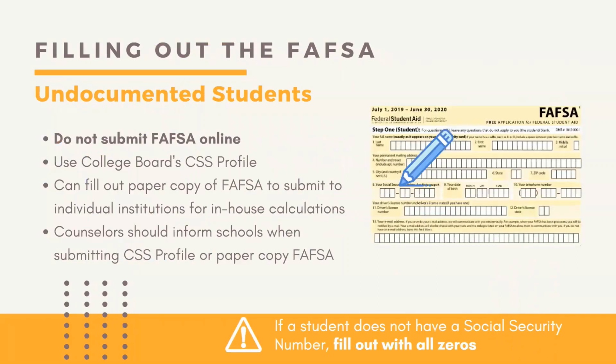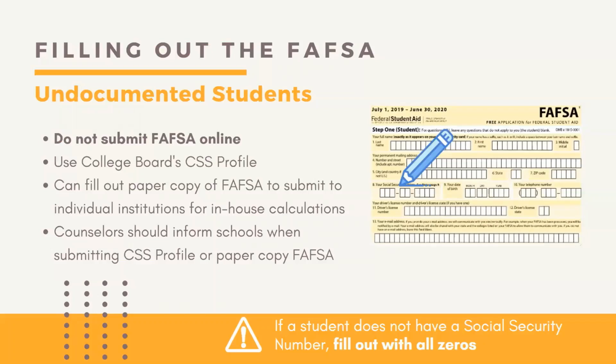For FAFSA and undocumented students, you should not submit a FAFSA online. You should use College Board's CSS Profile, which can be used to do in-house calculations for individual scholarships or private institutions, along with other types of programs that might want to determine your College Board profile. Basically, it determines the amount of money that you need to go to college.